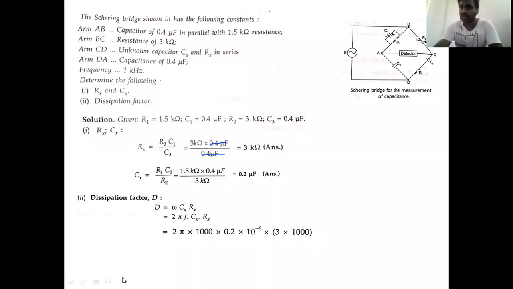Right, I got 3.7. I got a dissipation factor of 3.7. Anybody? Anybody with an answer? 261 got 3.768. 252 got 3.76. Let me check. I got 3.74. The answer is 3.77. Dissipation factor is 3.77. I hope it's clear. If you have any queries with respect to the problem, let me know in the chat box.